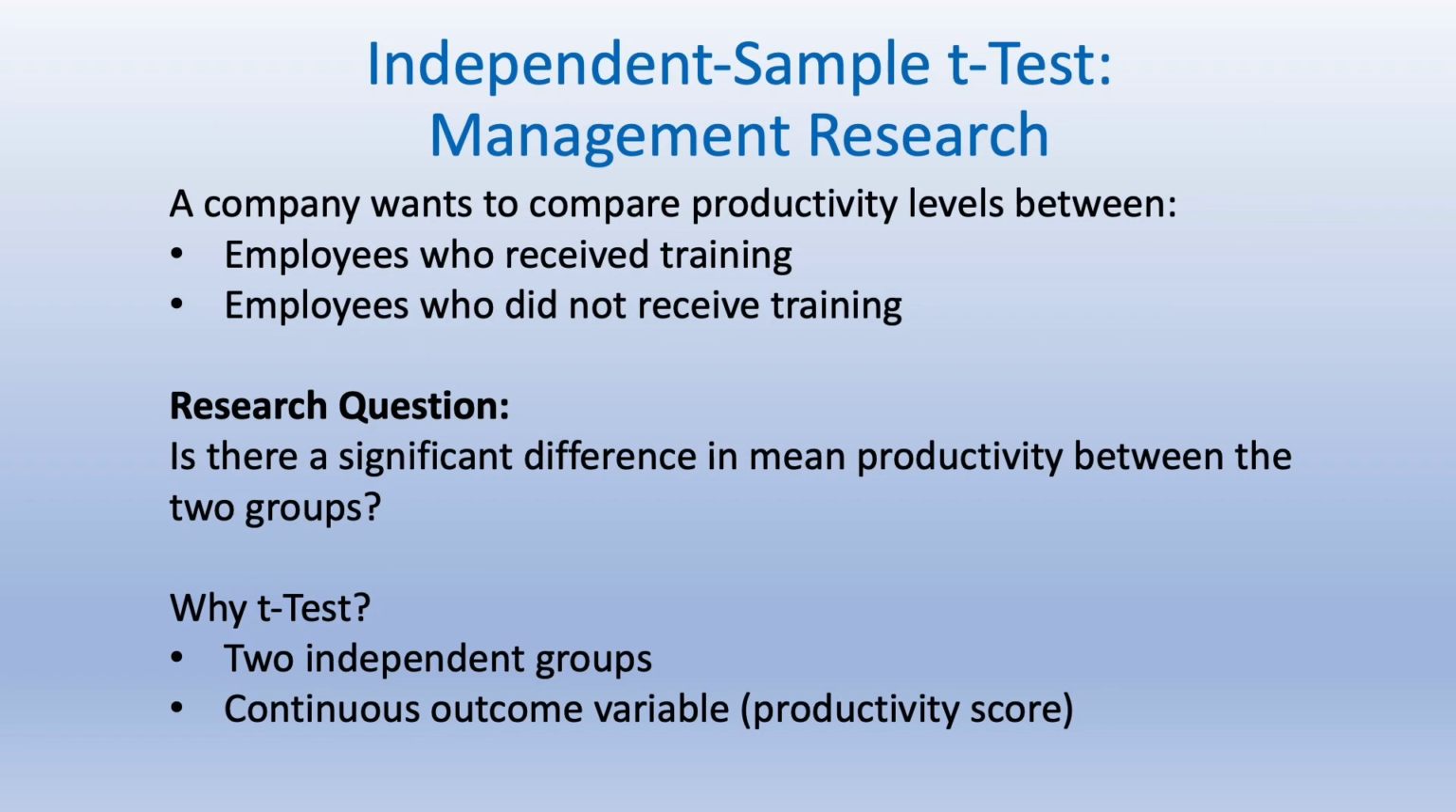An independent samples t-test is done when a company wants to compare productivity levels between employees who have received training and employees who did not receive training. The research question here is: is there a significant difference in mean productivity between the two groups? Why a t-test? There are two independent groups, and a continuous outcome variable, which is the productivity score.